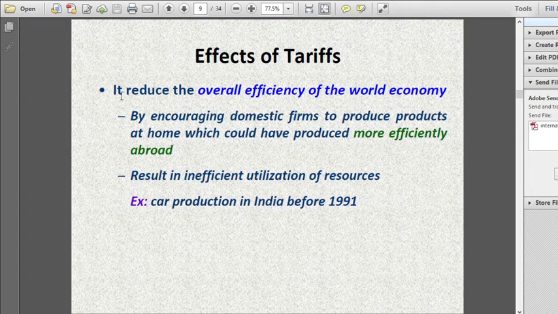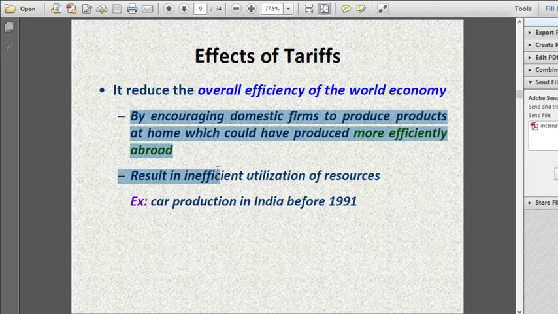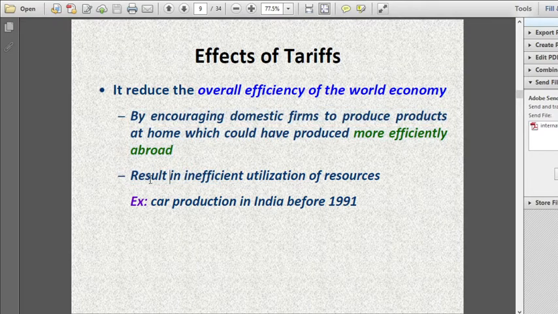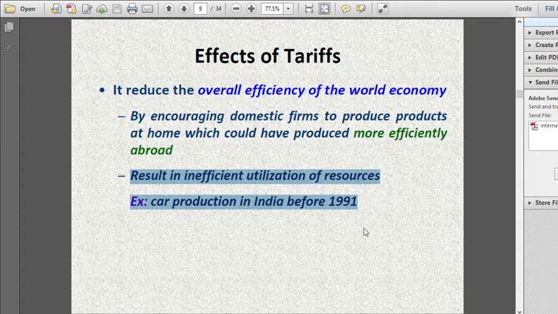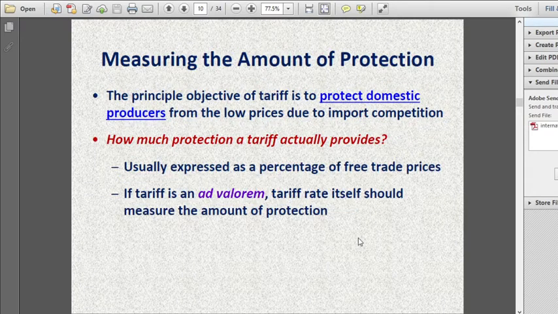Effect of tariff. It reduces the overall efficiency of the world economy by encouraging domestic firms to produce products at home which could have been produced more efficiently abroad. The result is inefficient utilization of resources, for example, car production in India before 1991.